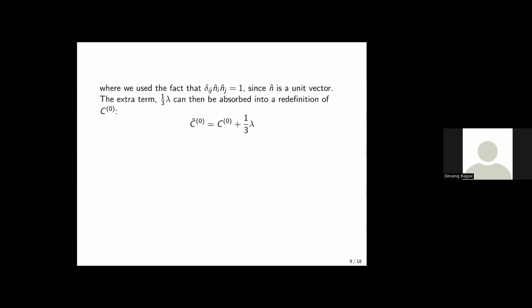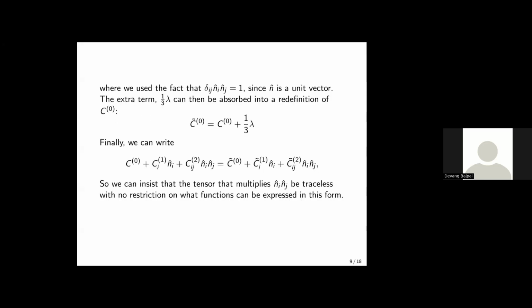Now, when I have defined these new terms, I can write my older expansion that I have shown you earlier in terms of these new terms. And you can see that the tensor that multiplies our unit vector is traceless, with no restriction on what function can be expressed in this form.